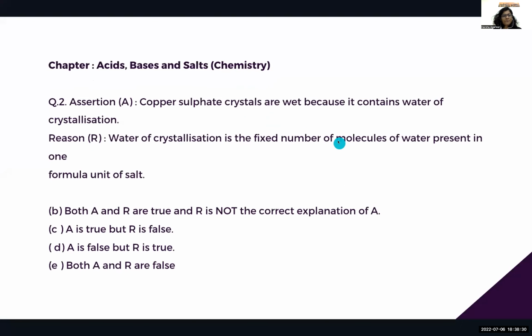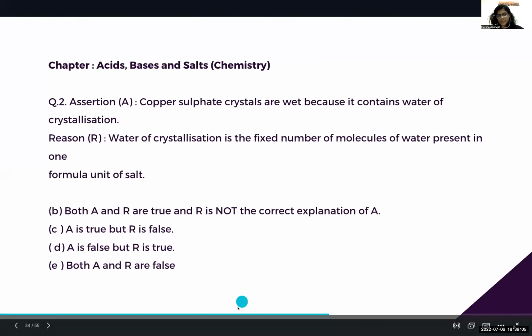Moving to the next, again acids, bases, and salts is the chapter for chemistry. Another assertion and reasoning here: copper sulfate crystals are wet because they contain water of crystallization. Reason: water of crystallization is a fixed number of molecules of water present in one formula unit of salt. And then again there are 4 options. Thank you, Anjali ji, for picking up the point. You can also give the same questions in a format wherein you just give the assertion and the students have to write the right reasoning here, or you can present it in this format also.